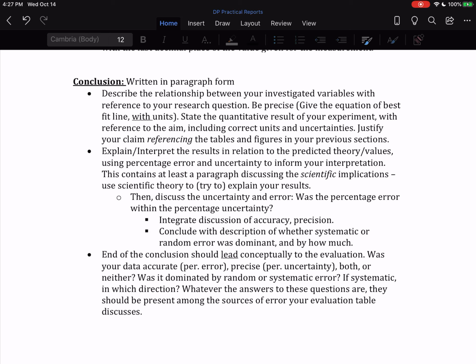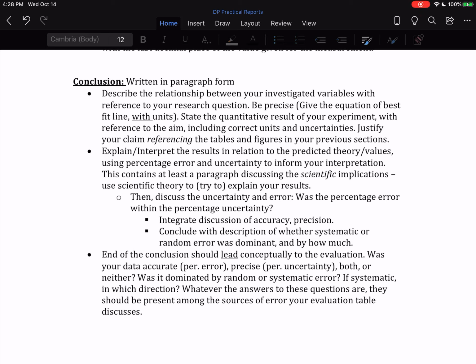Then state the quantitative result of your experiment. So the value of G obtained was, for example, 10.1 plus or minus 0.7 meters per second squared would be perfect. You give the value and the calculated uncertainty, and notice that is the calculated uncertainty from the gradient. You can also give that uncertainty using the percentage uncertainty.